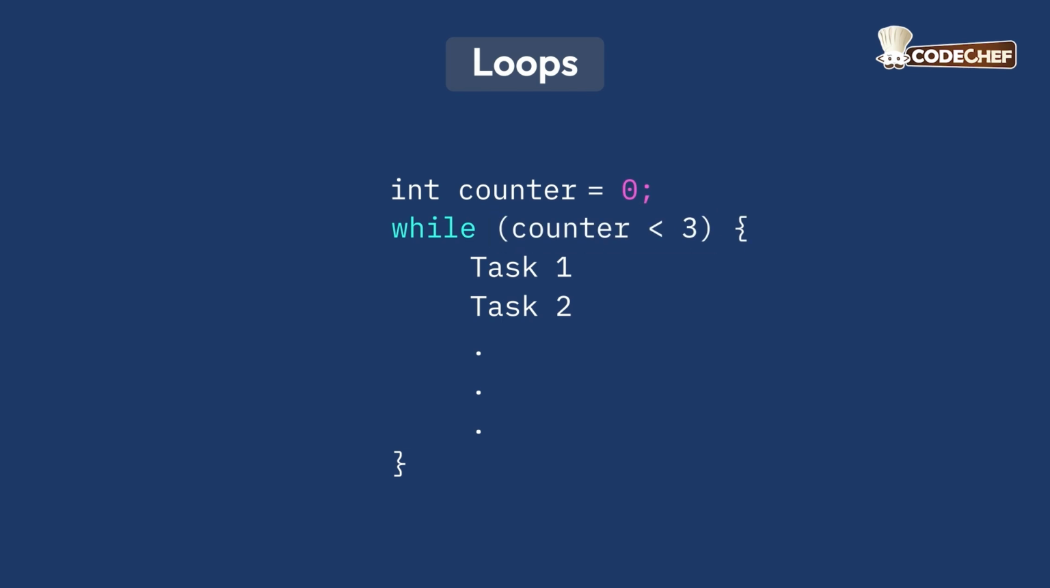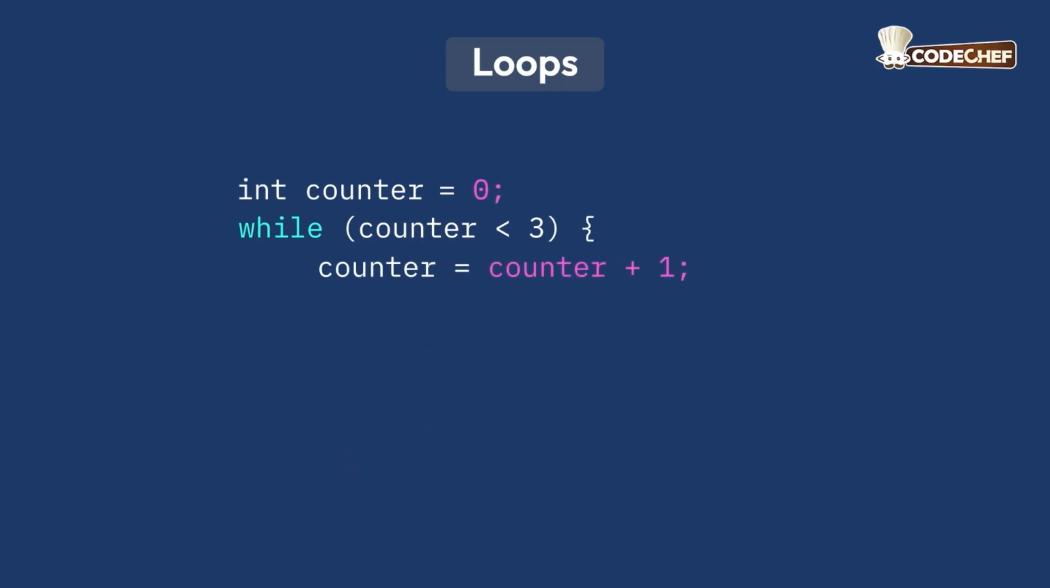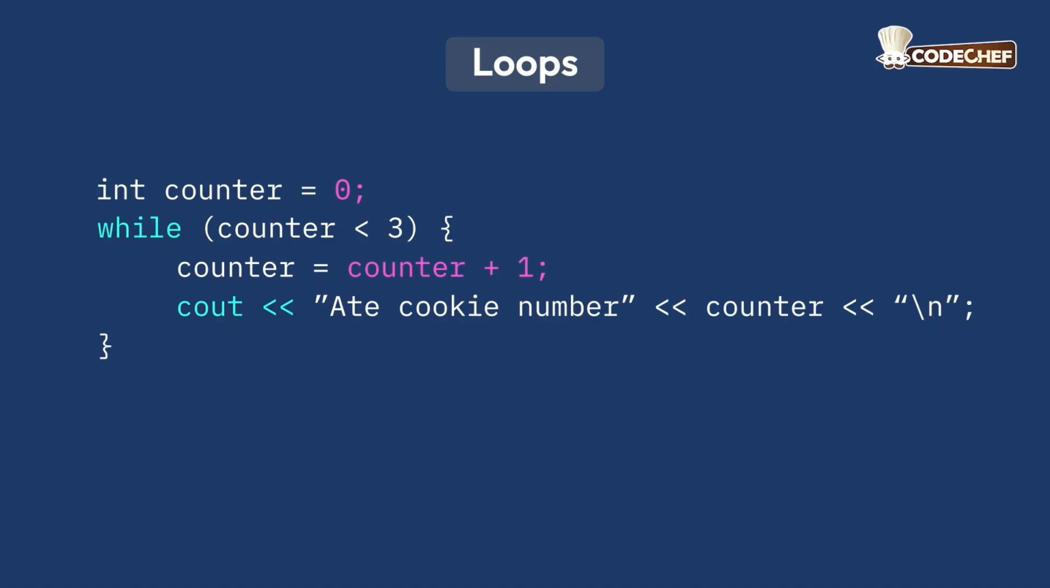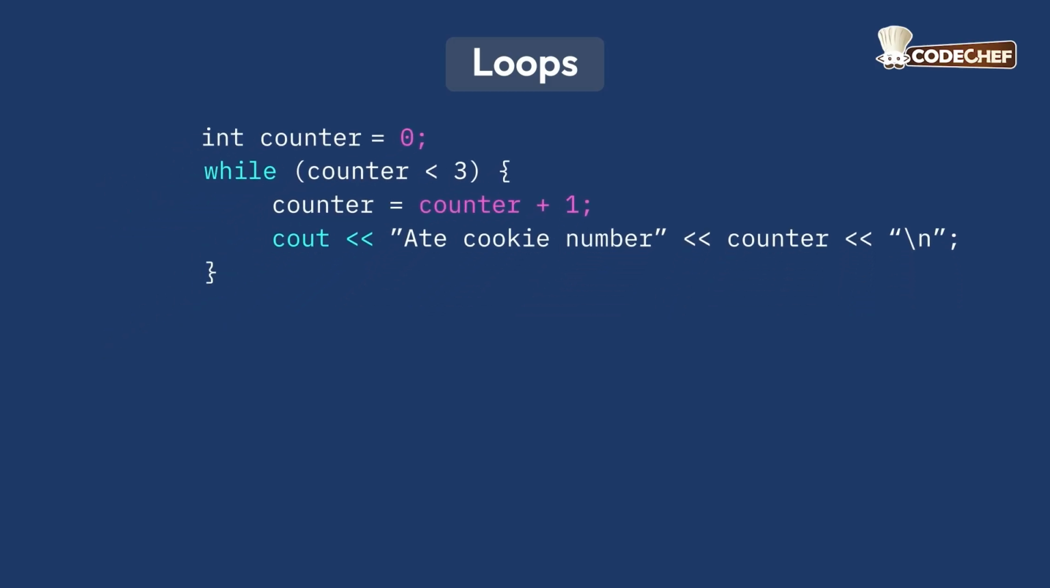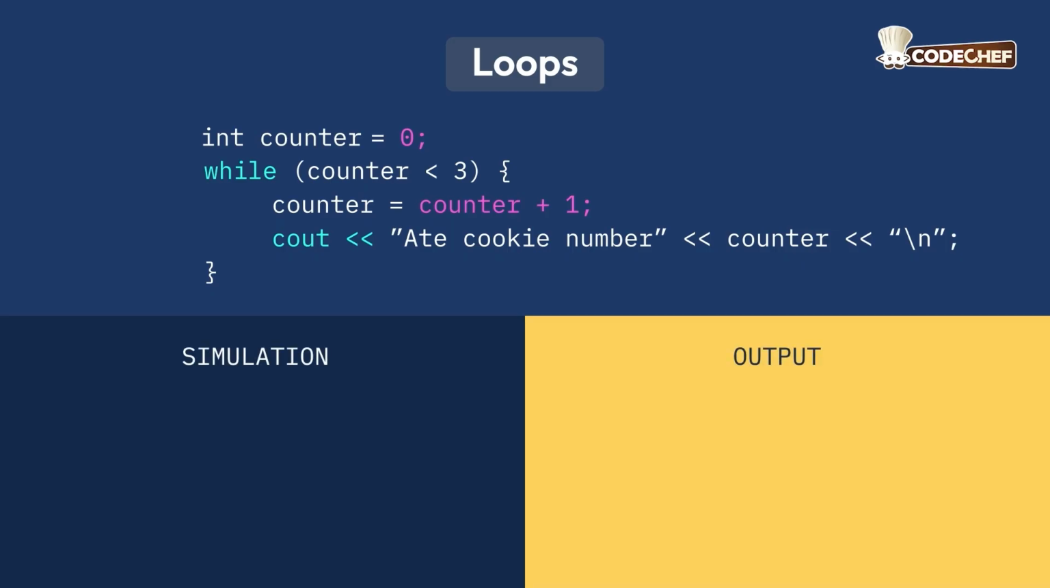Now, inside the loop, the task is that we increase the counter by 1. Let's just print this counter inside the loop to see how it changes at each iteration. So, each cookie number is printed with the count and the counter is increased. Let's dry run this code.